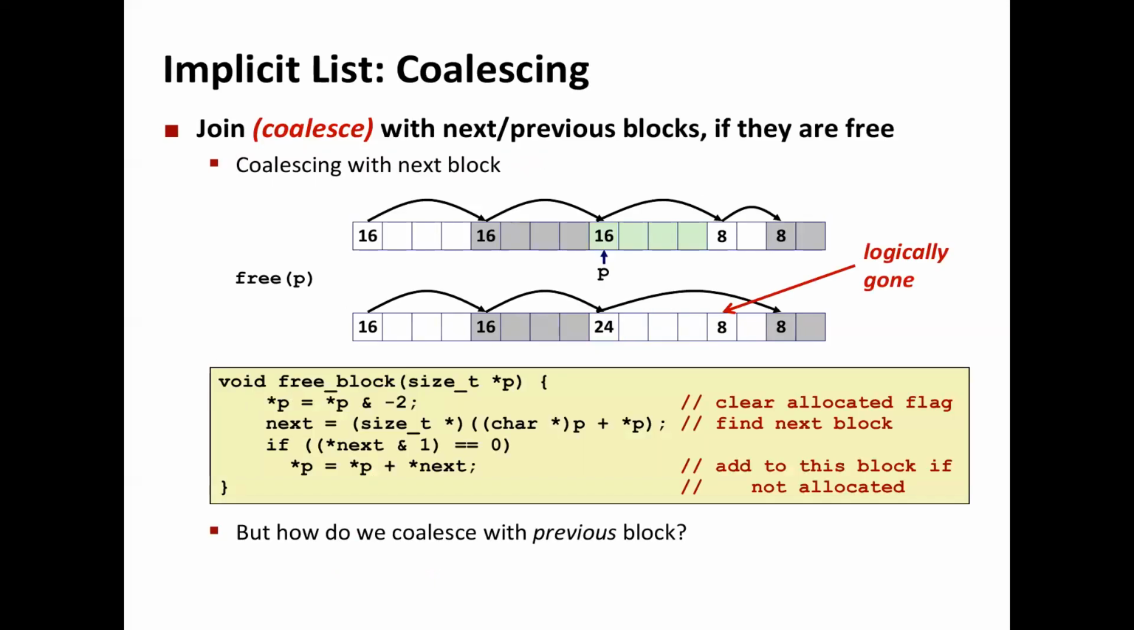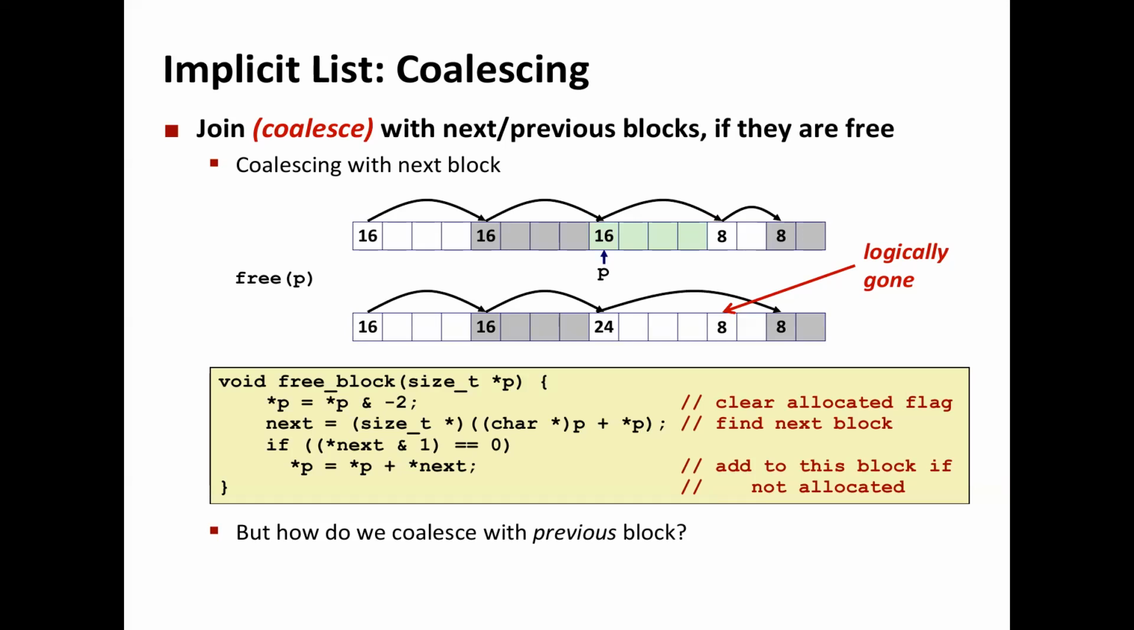So what can we do? We can coalesce, right? So we can join with the next or previous blocks if they're free. So how do we do that? Well, one thing that is clear is that we know where the next block is. So when we deallocate the current block, we know where to find the next block. So we just go there and check, okay, is it free?